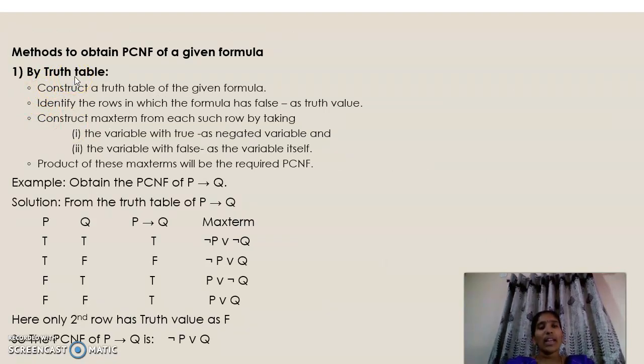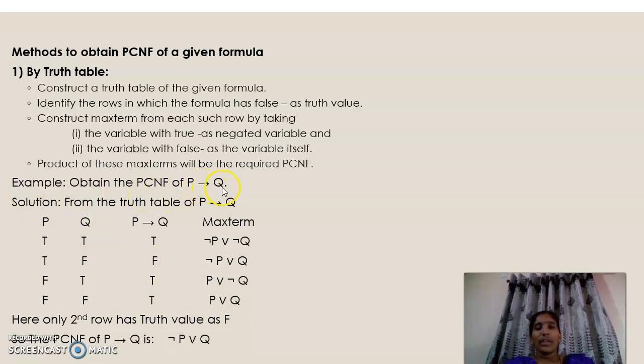In this also we have two methods. One is the truth table, and one is the substitution method. Same as the truth table method for DNF, first you have to construct the truth table. Next you have to identify the truth value false. Based on the false values you have to construct the max terms. The max terms show the truth value false.